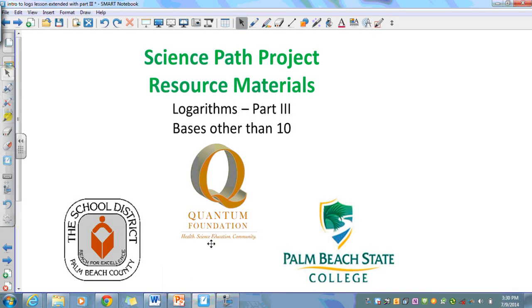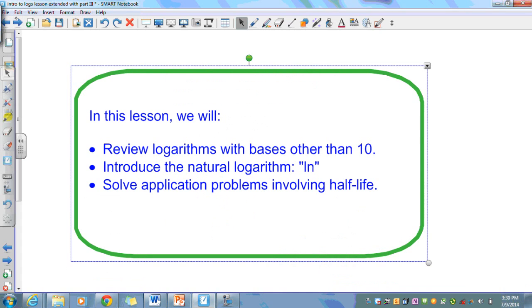Welcome to the presentation on logarithms, part 3. In this presentation, we will take a look at logarithms with bases other than 10. We'll introduce the natural logarithm, also known as simply ln, and solve application problems involving half-life. Let's get started.